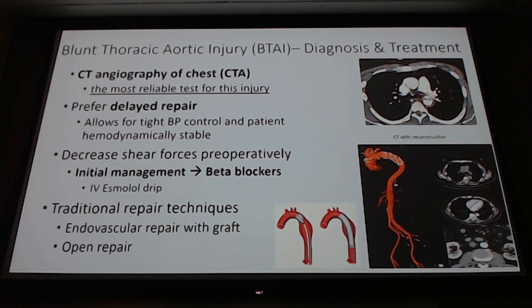We can do open repair or we can do that EVAR, like we talked about before. Okay. It just depends on where it is in the artery. But since it's lower down, we can do both. Okay.